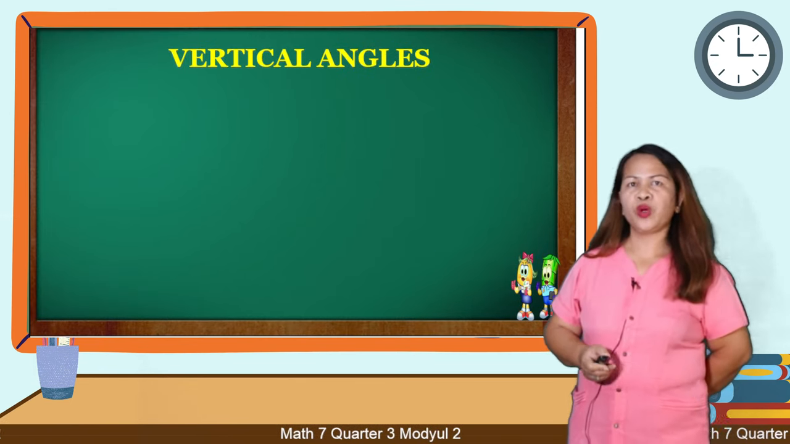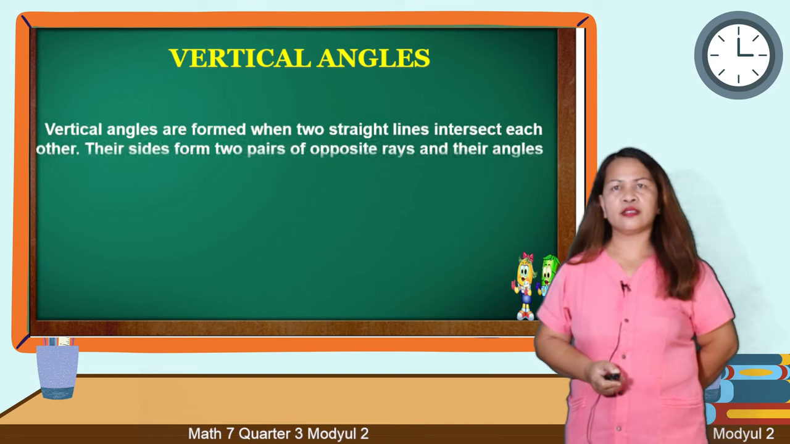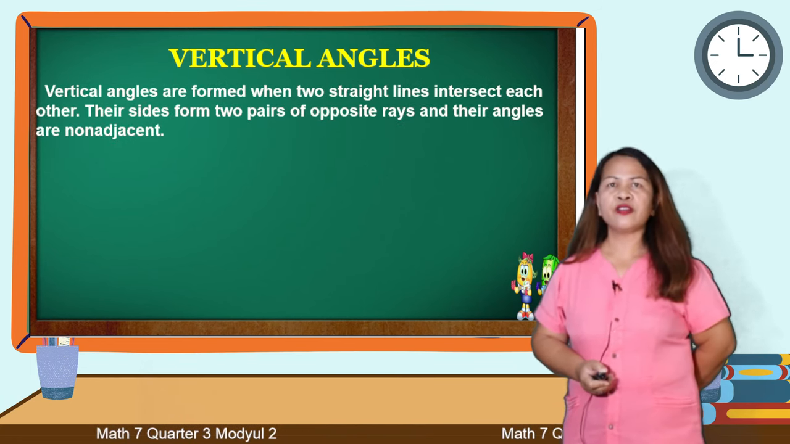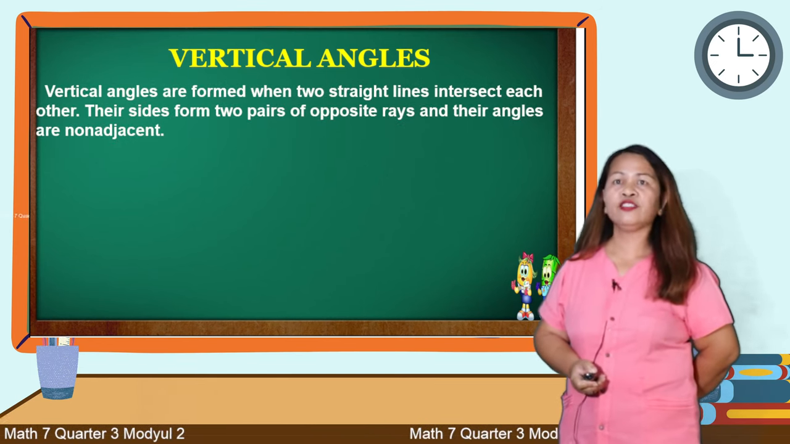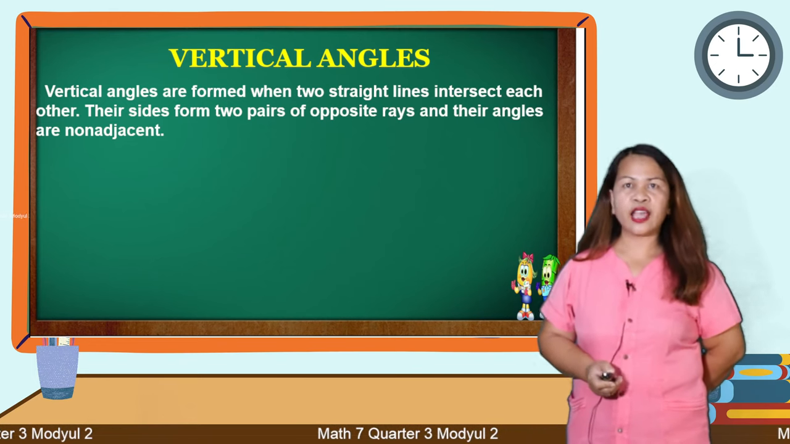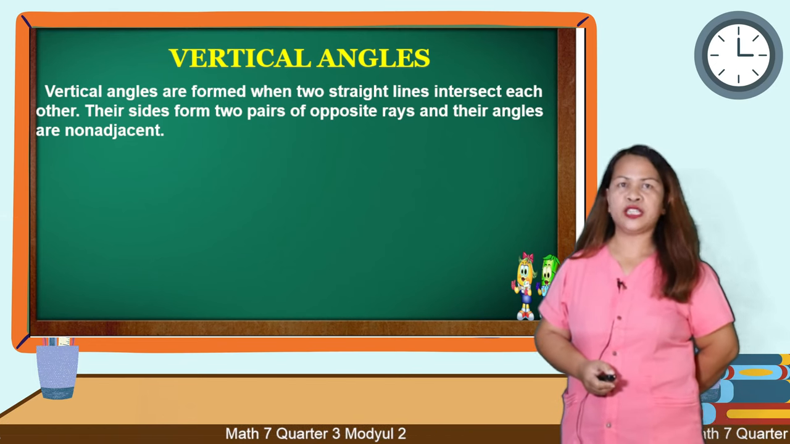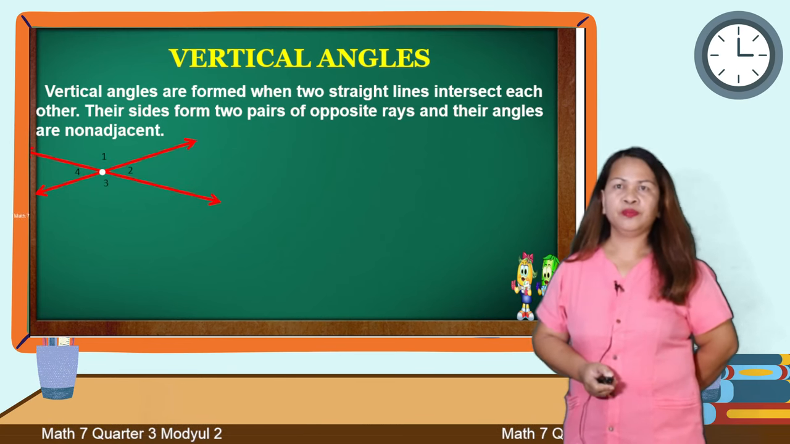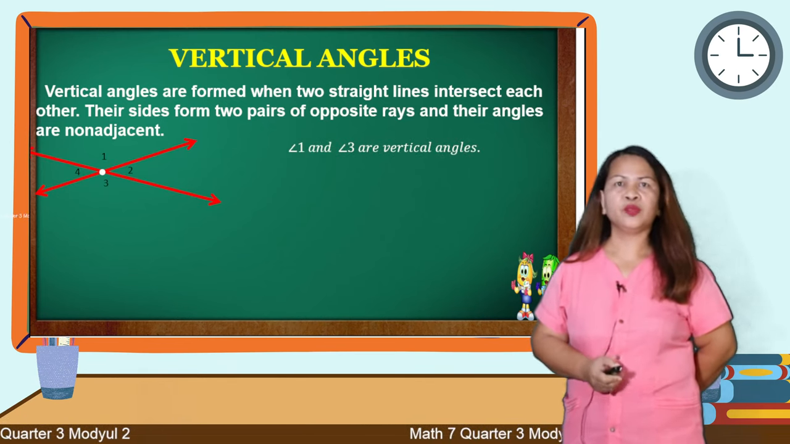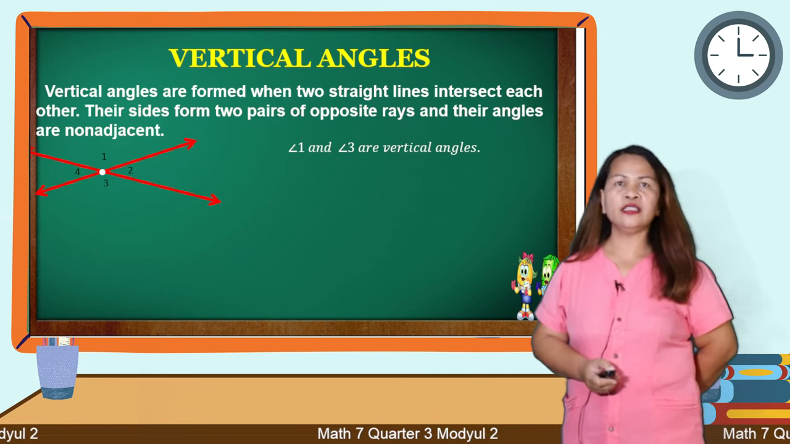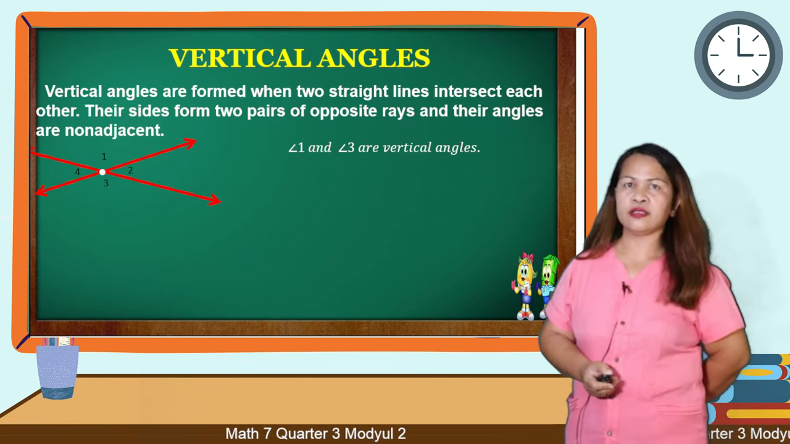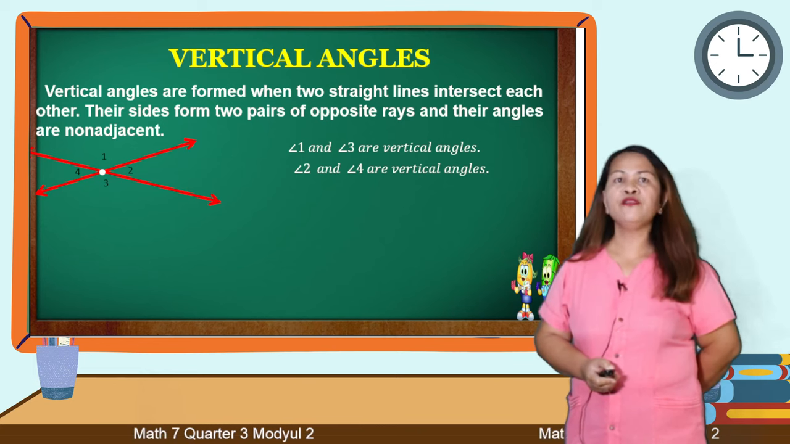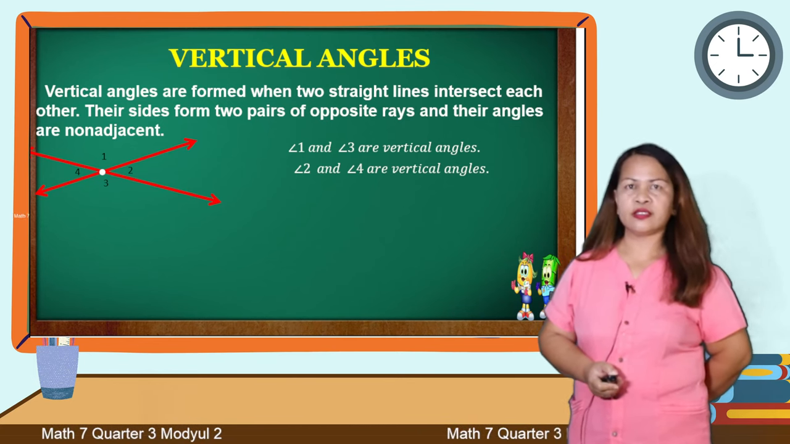Okay, the last one, the vertical angles. Vertical angles are formed when two straight lines intersect each other. Their sides form two pairs of opposite rays, and their angles are non-adjacent. So angle 1 and angle 3 are vertical angles. Angle 2 and angle 4 are vertical angles.